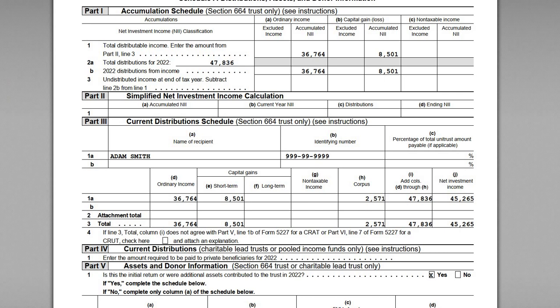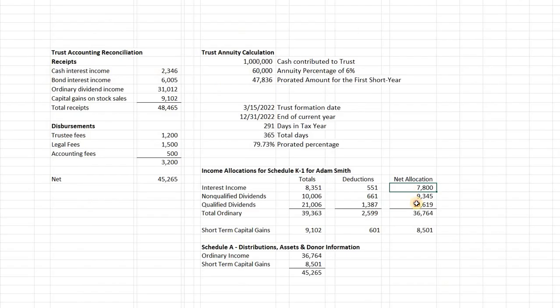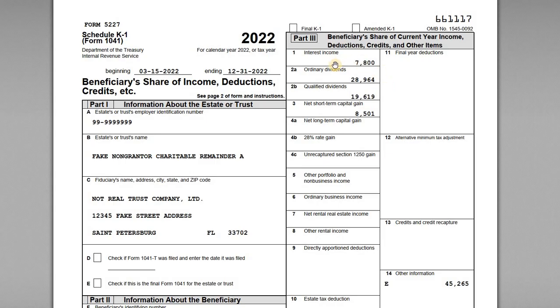So $7,800 in interest income gets reported up on line 1. Let's look at that. We've got $7,800 in line 1. Qualified dividend income is 19,619. And the ordinary dividend is the total of non-qualified and qualified, so if you add these two together, you get 28,964, and that's reported up here on line 2A. So there are those three pieces.